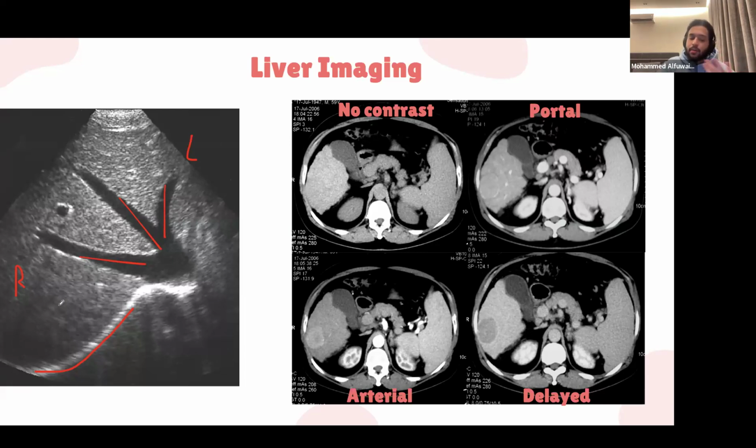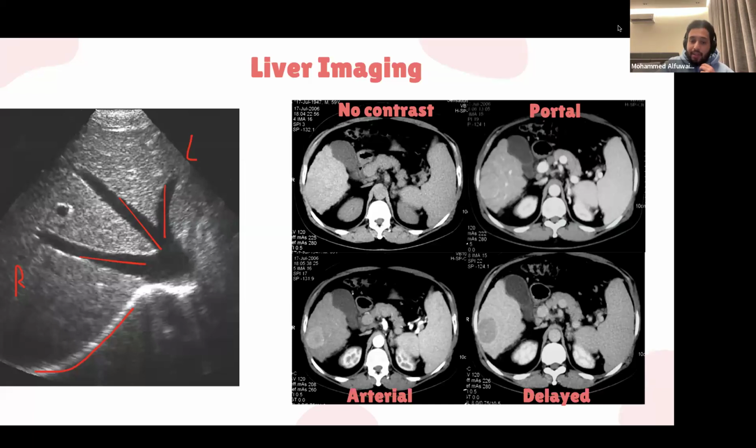Another pathology that you can see in ultrasound is a cyst, okay? A cyst will be anechoic, it'll just be black, okay? And with posterior acoustic enhancement, which is brightness right behind the cyst, okay? So that's basically ultrasound liver.